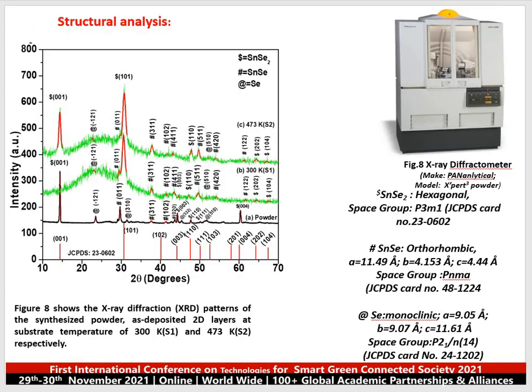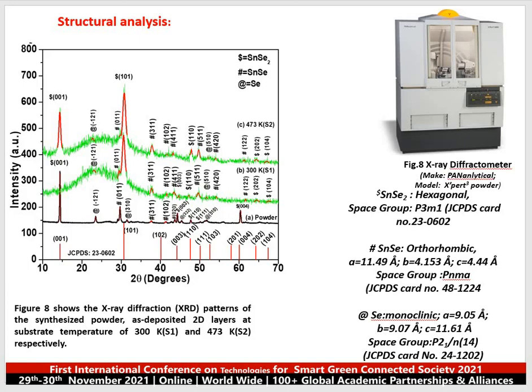Structural analysis. Figure 8 shows the X-ray diffraction patterns of the synthesized powder along with 2D layers deposited at substrate temperature of 300 Kelvin and 473 Kelvin respectively. The XRD pattern of the powdered sample showed presence of strong SnSe2 phase. In addition, peaks of SnSe phase and few weak diffracted selenium peaks were also observed.